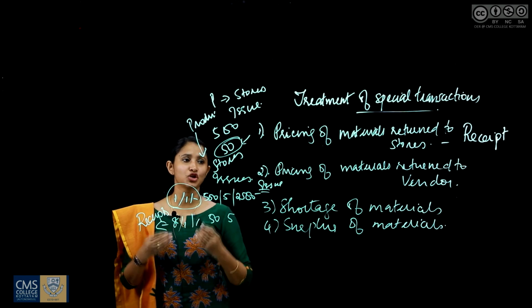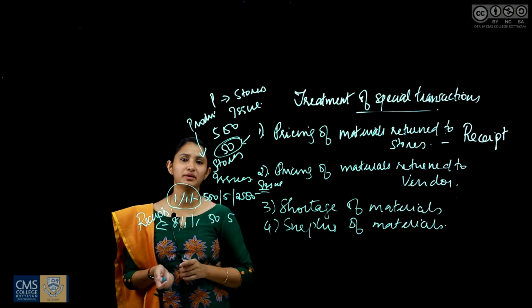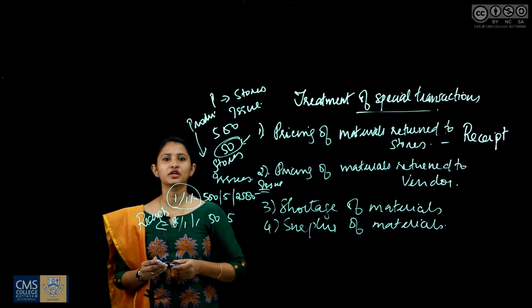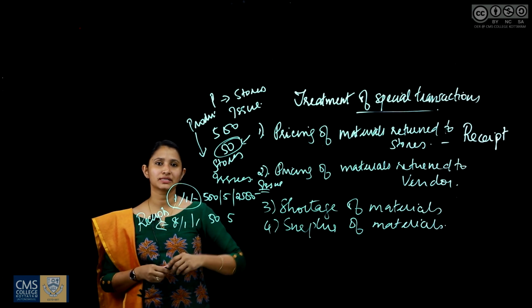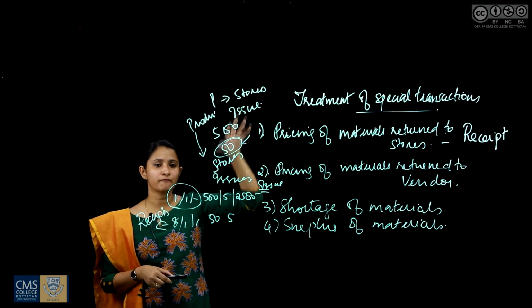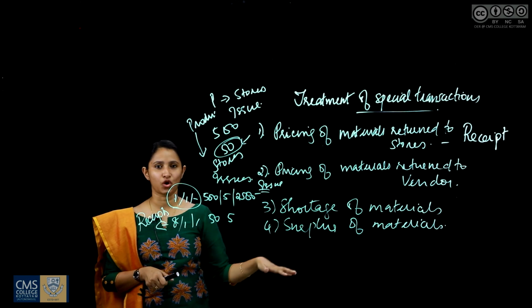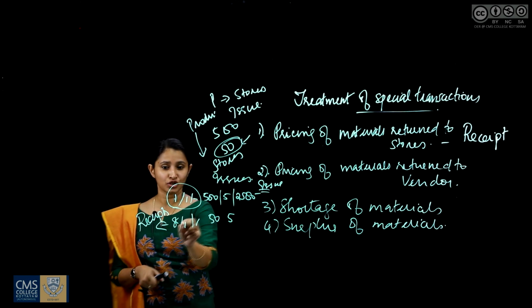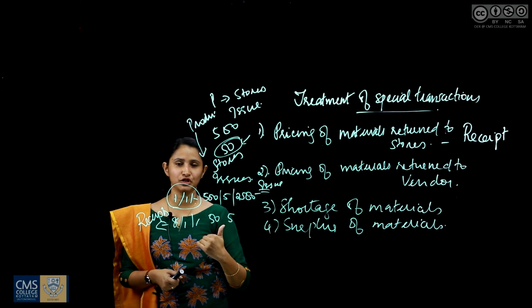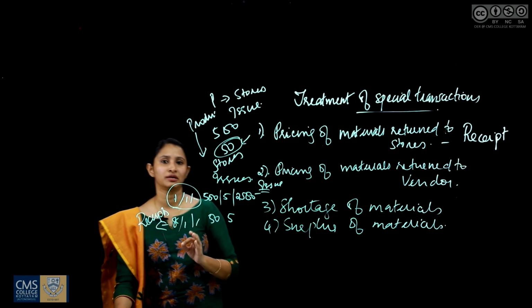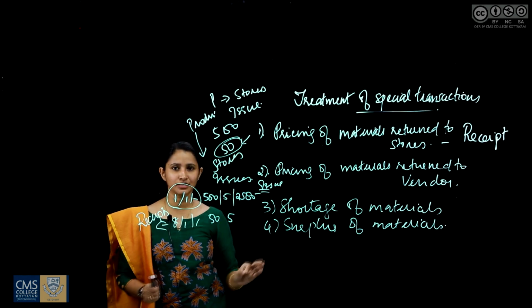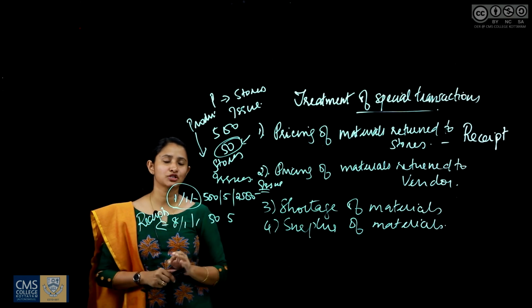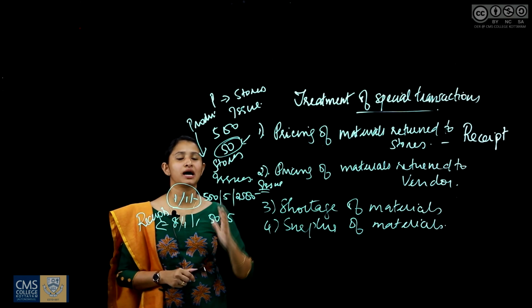If the date is not mentioned, then what we do is in the stores ledger on 1st January, we look at the balance column. So on 8th January, they are returning 50 units to us. So on 8th January, we will look at the balance column, and in the balance column, we will see how many lots of materials are there.